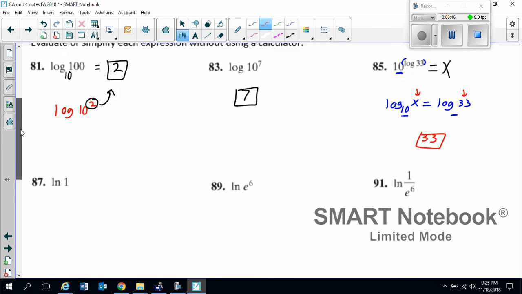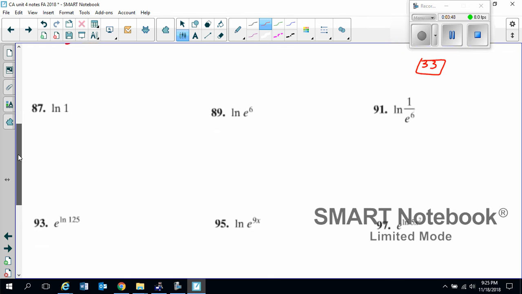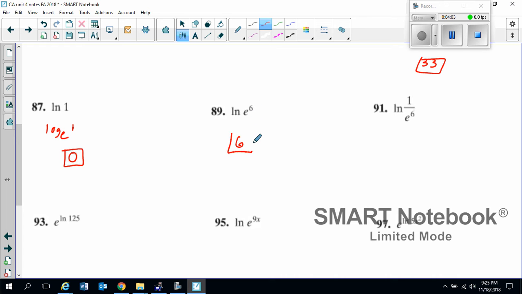Okay. And so on this next one, let's see, 87. So remember, that's the same thing as saying log base e of 1, right? So e to what power gives you 1? That would be 0, okay? So e to what power gives you e to the power of 6? That would just be 6. So once again, the property is that it defaults to this power because the bases match, okay?